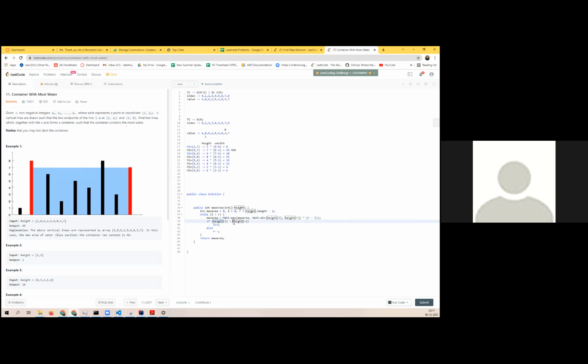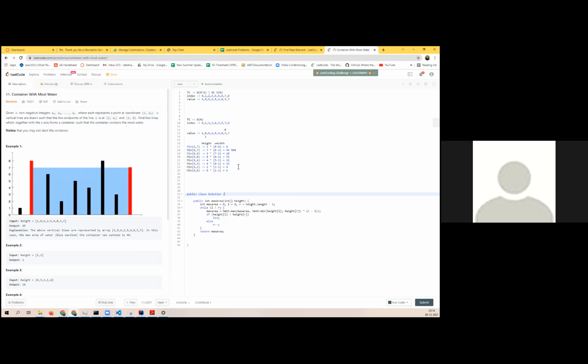So we are just maintaining max area, and if, let's say, the left height is smaller than the right height, then we increase the left pointer. We have to find the maximum height, so that's why we are incrementing the left pointer. And if my left height is bigger than the right height, we just decrement the right pointer. So this is the basic idea of this problem.